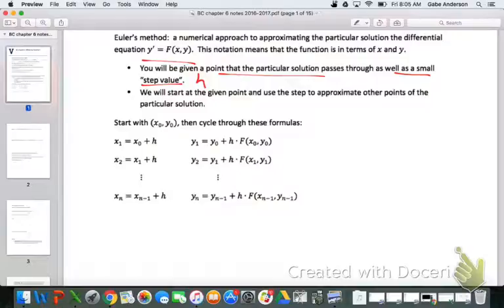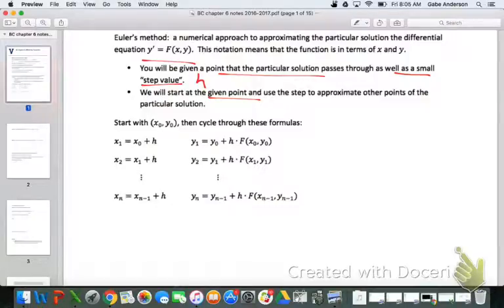although it could really be represented by almost anything. So what we're going to do is basically plot points based on local linearity, plotting points based on just little tiny tangent line segments. We're going to be starting at that given point the particular solution goes through, and then we'll use our little steps to find the other points. Really all it is.